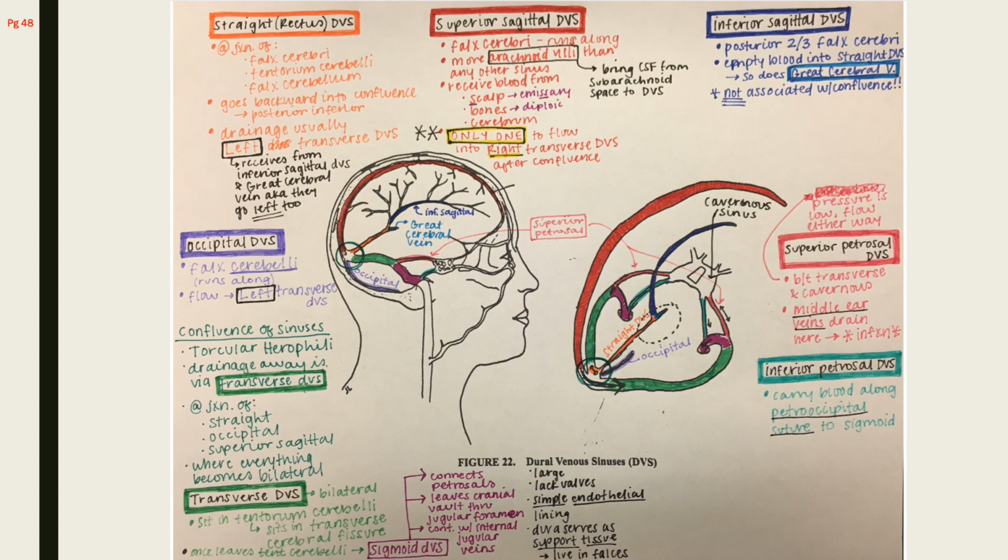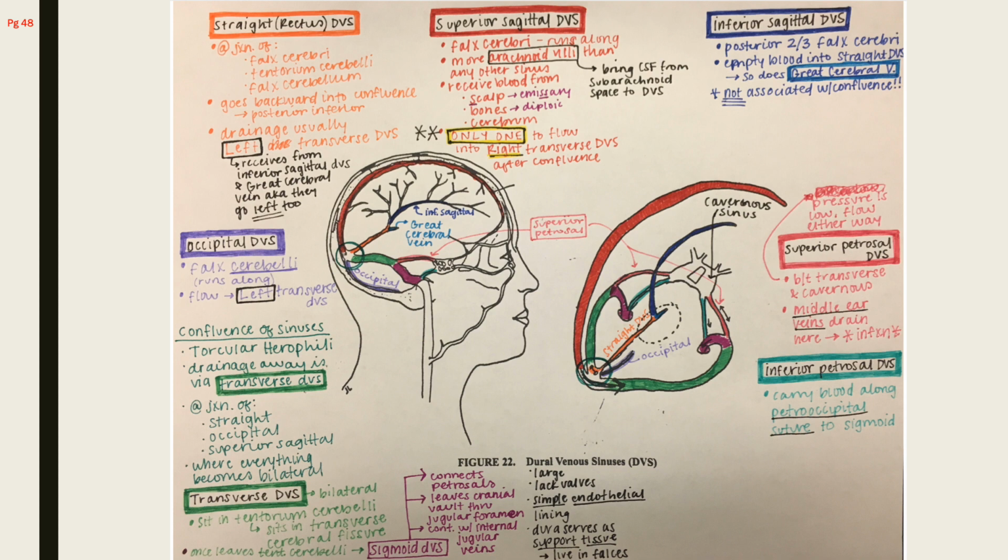So how I would say this when I'm studying is the transverse dural venous sinus sits along the tentorium cerebelli, which sits in the transverse or horizontal fissure. And that would be, let me say it one more time, the transverse or horizontal cerebral fissure.